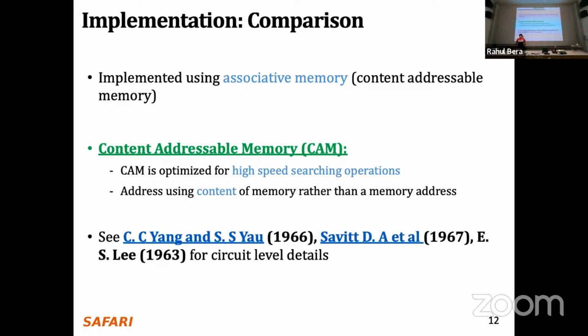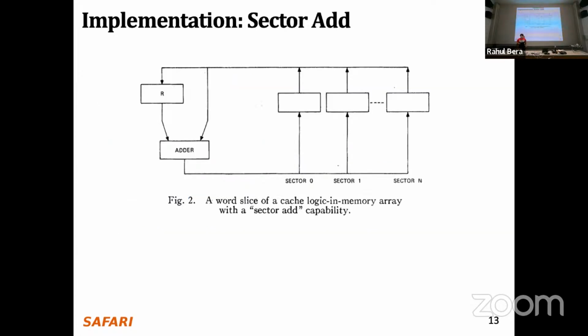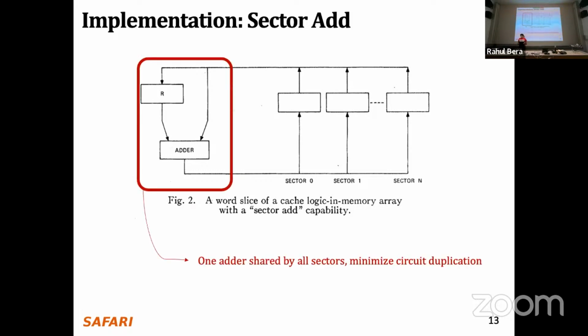For more circuit level details, I highly recommend taking a look at these papers. Quite old papers, but quite interesting. Sector addition, this is directly a picture taken from the paper itself. So Stone proposes that we should use one adder for the entire cache instead of using a separate adder circuit for each sector in cache, as this would reduce duplication, and then we could load multiple sectors into this common adder circuit to perform the addition we need.